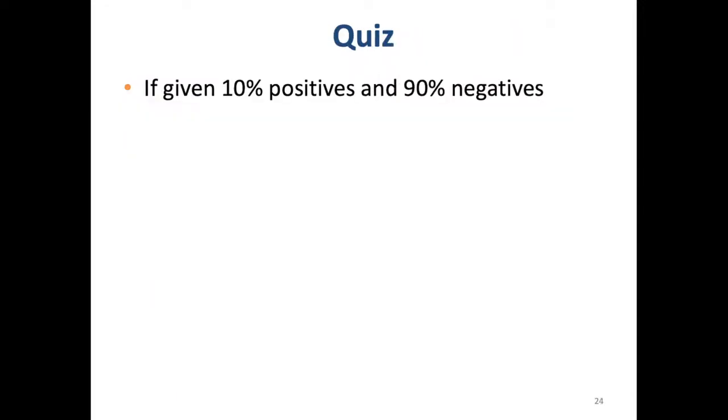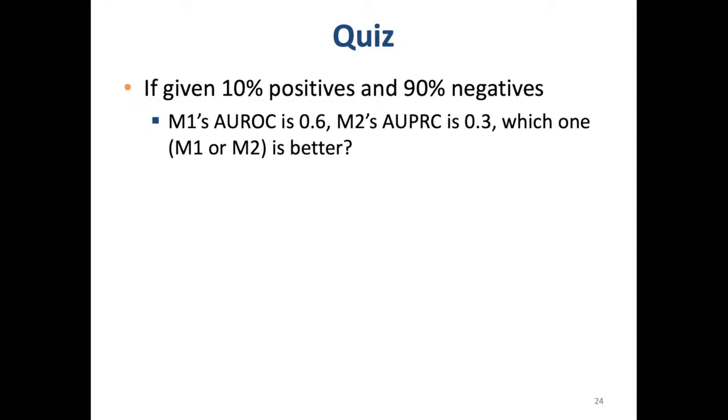Okay, quiz. You're given 10% positive and 90% negative, so that's the distribution of the data you are going to evaluate. And you have two methodologies, two models, model 1 and model 2. Model 1's area under ROC curve is 0.6. Model 2's area under PR curve is 0.3. Which one is better? In this case, we really don't know.